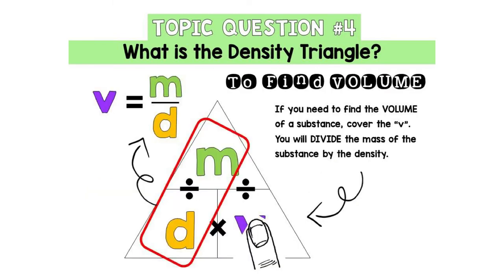To find the volume, you will need to cover the V. Then, because mass is on top and density is on volume, you will need to divide the mass of the substance by the density. Volume equals mass divided by density. Make sure you put these in the right order.